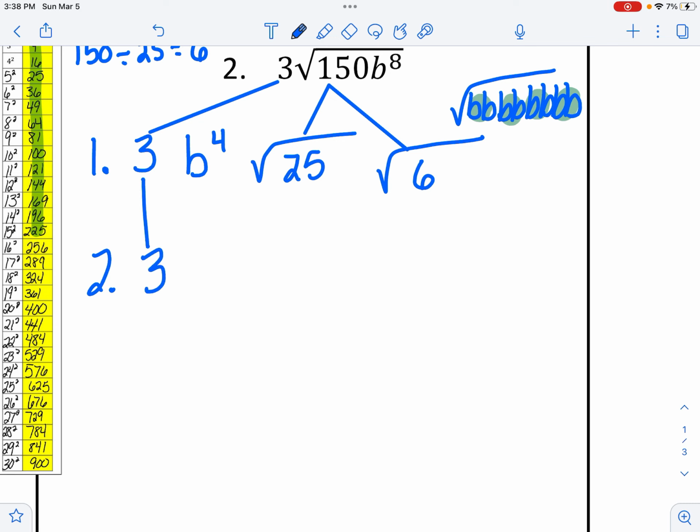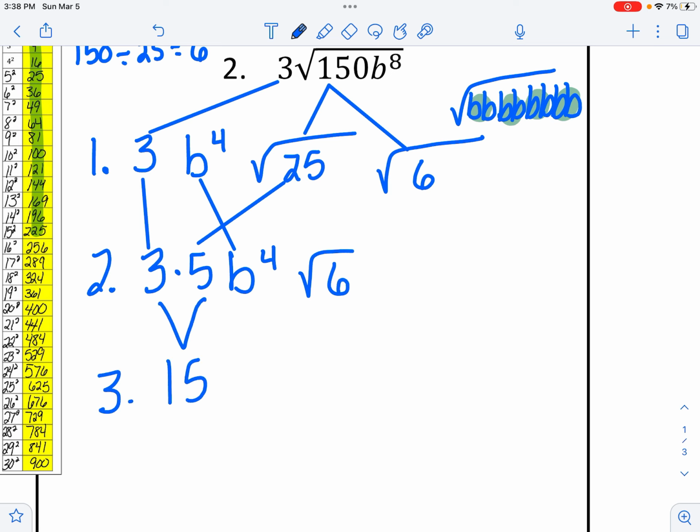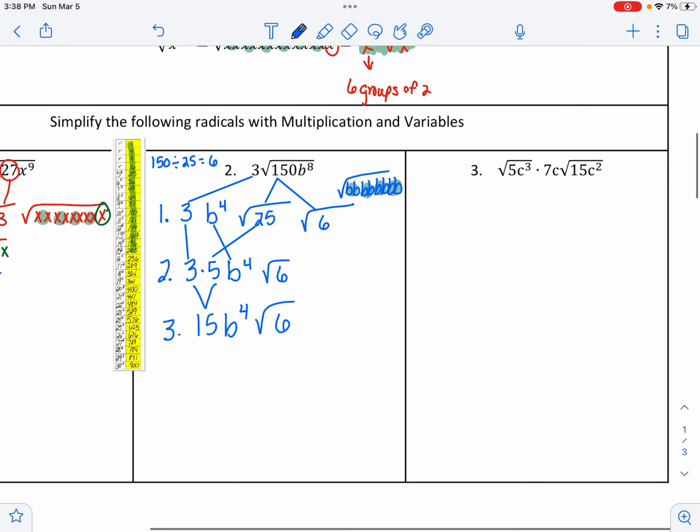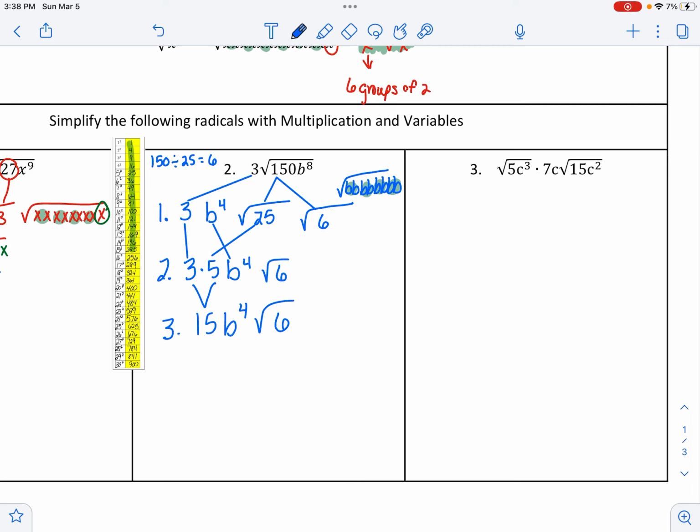There's your 3. The square root of 25 is a 5. The b to the 4th comes down. And the square root of 6 is behind it. So step 3, we have our 3 and 5 makes 15, b to the 4th and square root of 6. Now my dog's barking.